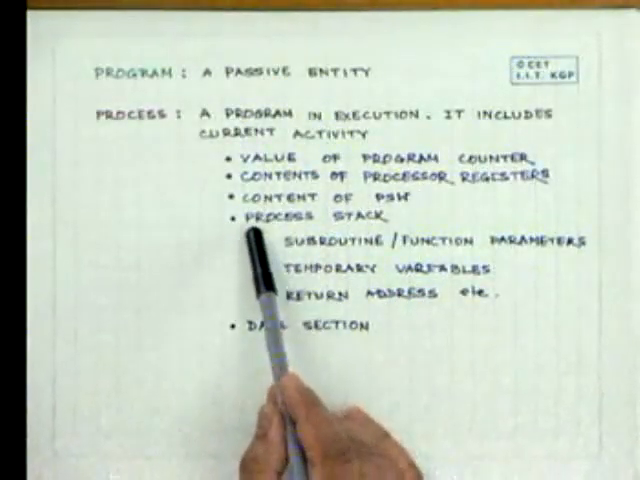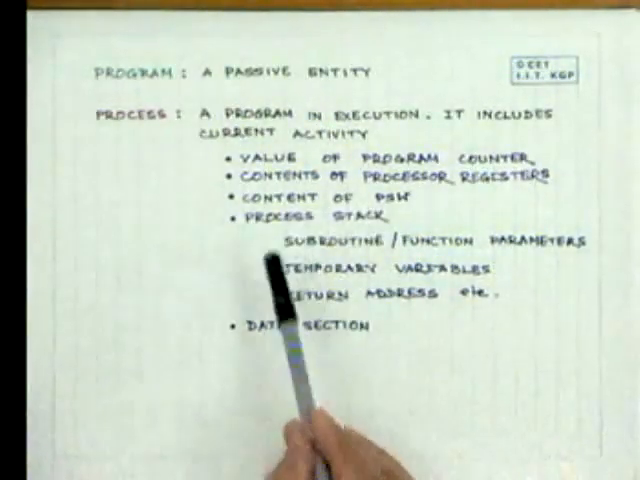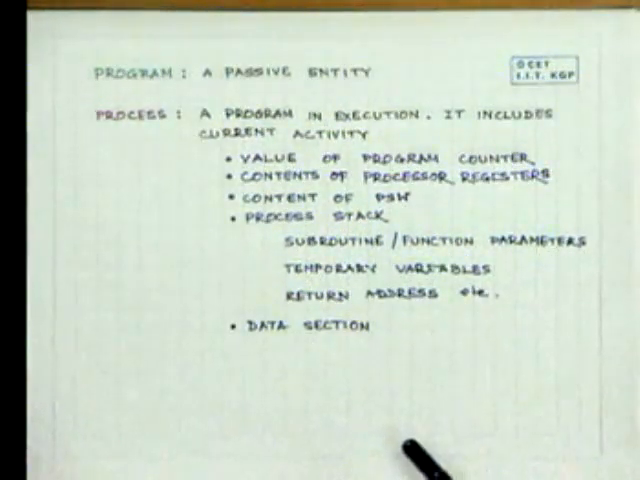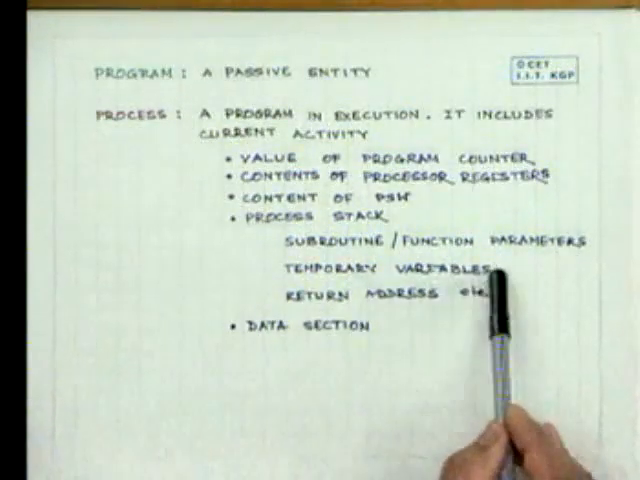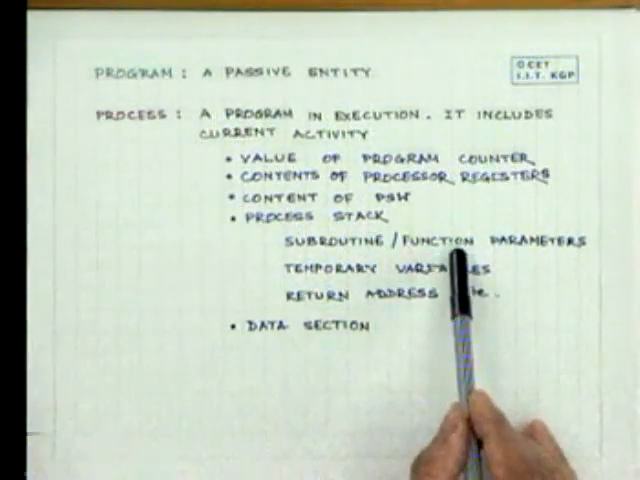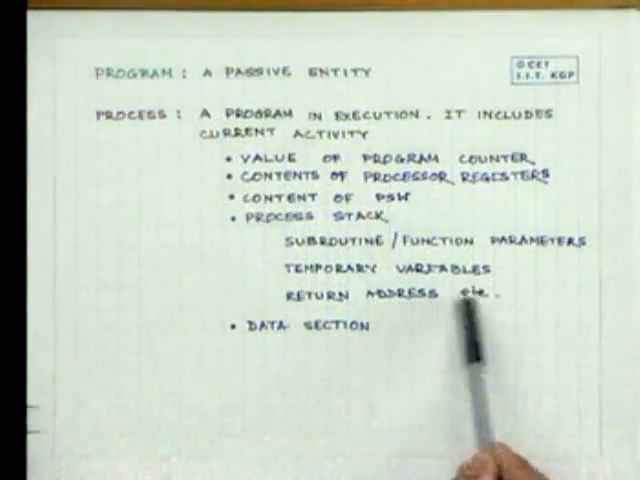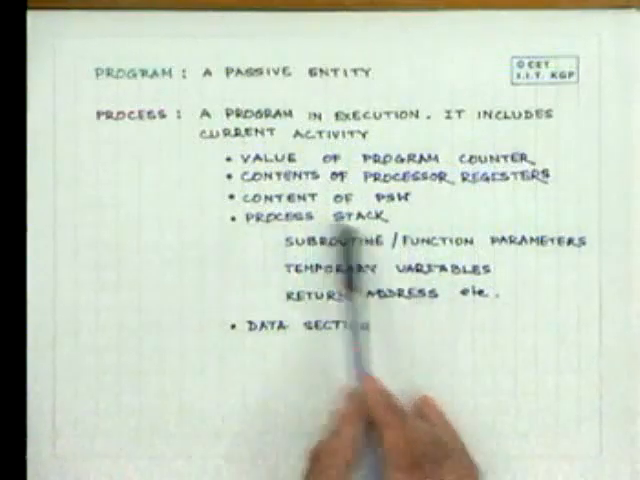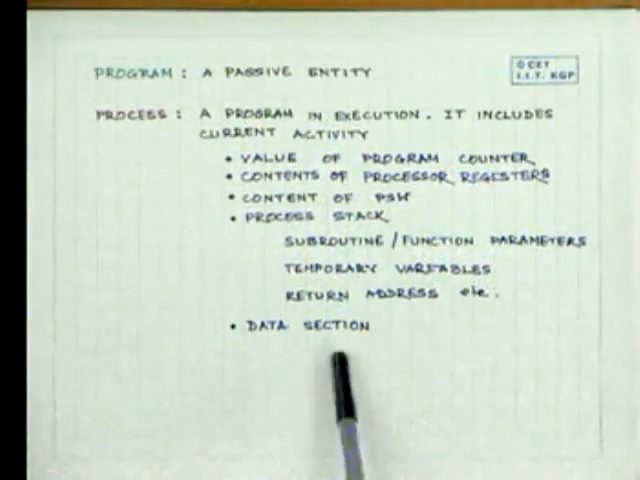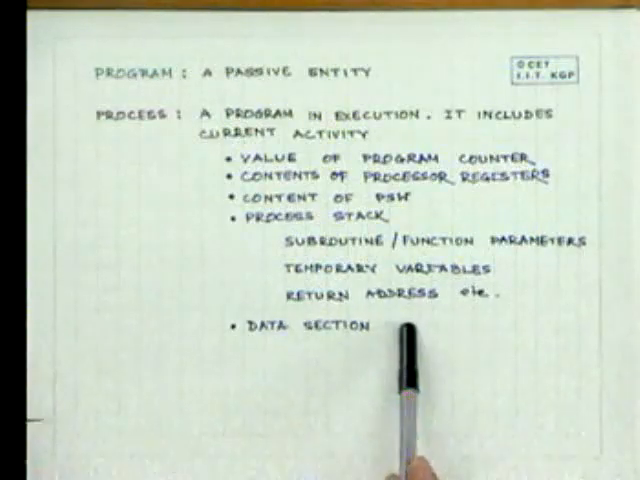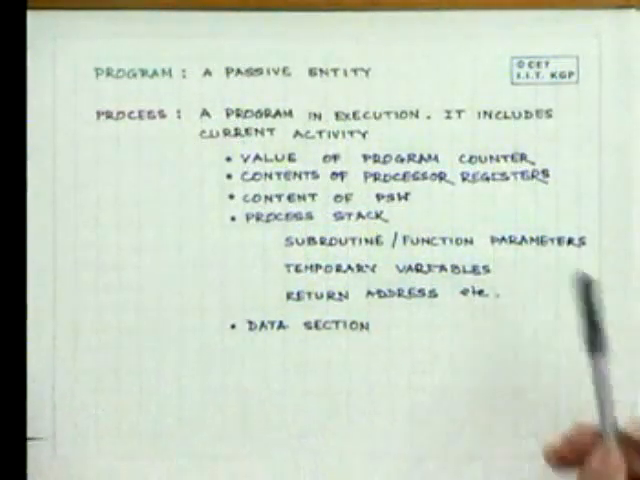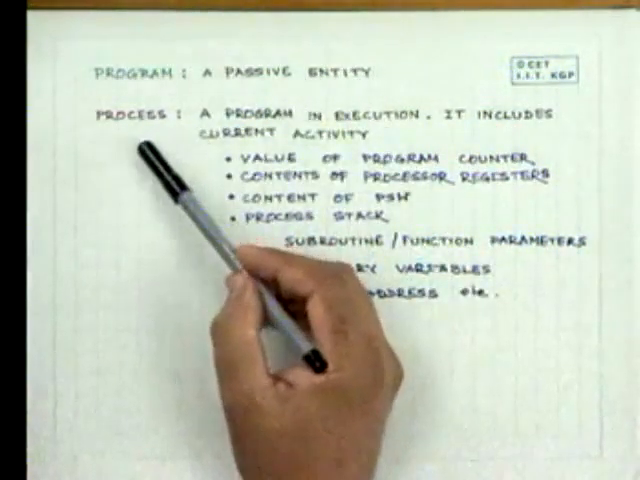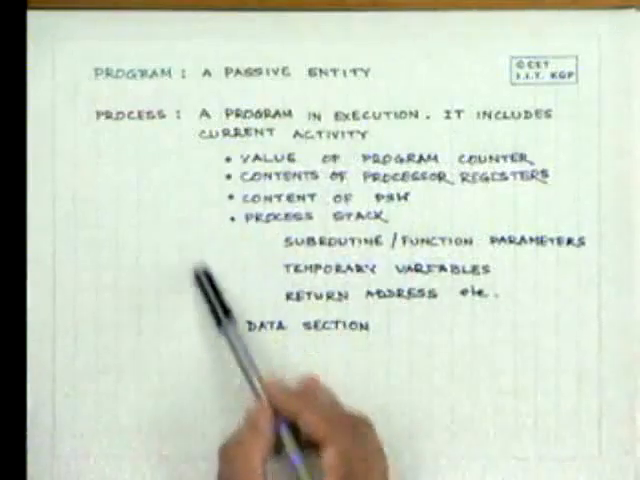Apart from that, there is the process stack that the process uses, which contains the subroutine or function parameters, temporary variables that the subroutine or function uses, the return address, etc. All this information is in the process stack, and that is also part of the process definition, and naturally the data section. That's the process. Therefore, when we have a program and when we run the program, a process is created, and the process includes all of them.